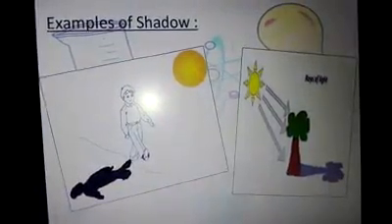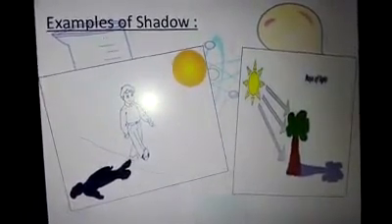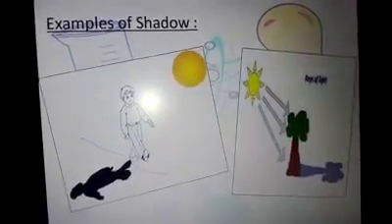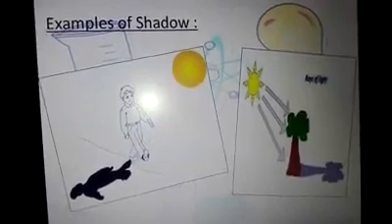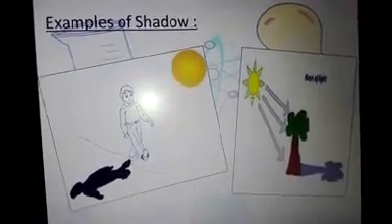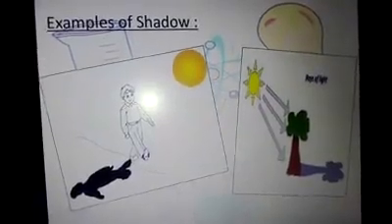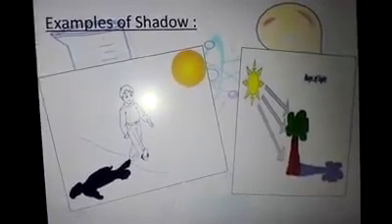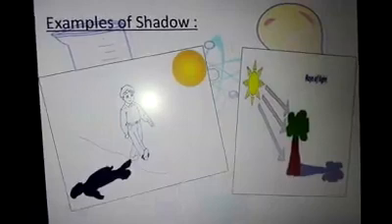There are other examples of shadow. When you are walking in the morning, you can find your shadow formed on the ground, in which your body represents the opaque object, the sunlight represents the source of light, and the ground represents the screen where your shadow is formed or received. Other examples for the formation of shadow: the shadow of a tree on a sunny morning.